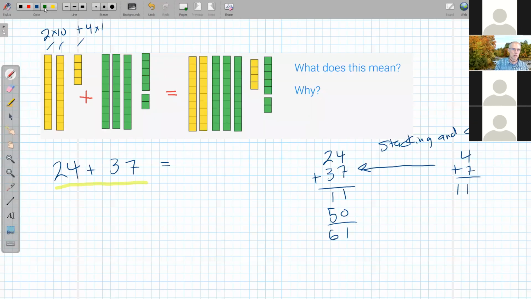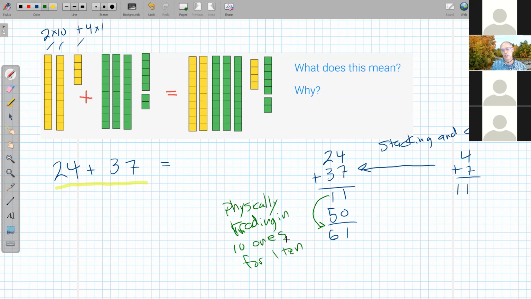So I just want to make a note of that over here. Like this step to this step, I'm thinking about physically trading in ten ones for one 10. And a lot of kids need that physicality to better grasp the abstraction we're trying to do here. Because really, numbers are very abstract.